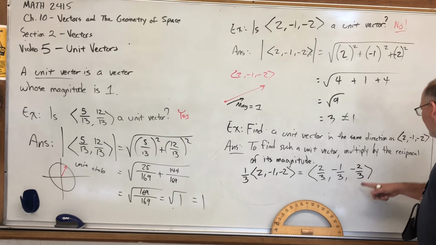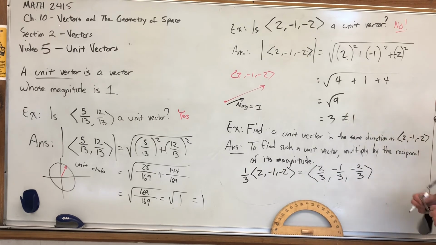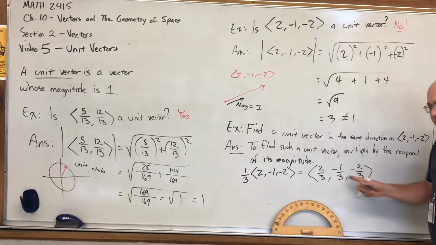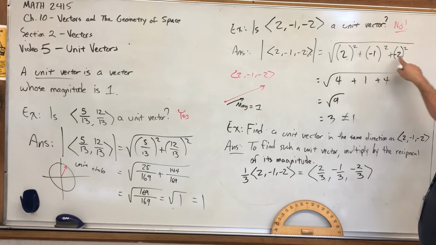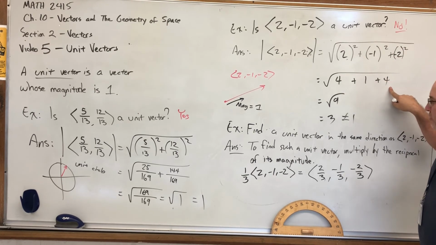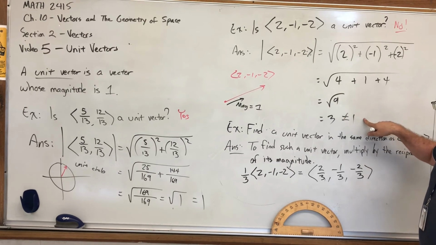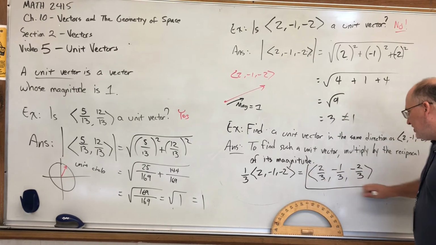This has the same direction as the original vector because it's just a scalar multiple of it, and its magnitude is 1. Now we didn't verify that its magnitude is 1, but think about what would happen. We would do the same thing up here, but we would do it to this. All of these would be over 3, which means when I square it, they would all be over 9, which means this would be over 9, which means it would become a 1, and the square root of 1 is 1. So it actually is the correct answer.